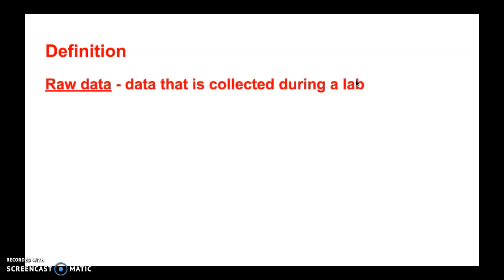So what is raw data? Raw data is data that is collected during a lab. So if you write something down during a lab because you took a measurement, that's raw data. We call it raw data because we haven't done anything to it yet. We haven't done any math to make the data make more sense. It's just raw. Kind of like raw vegetables. They haven't been cooked and turned into anything yet.